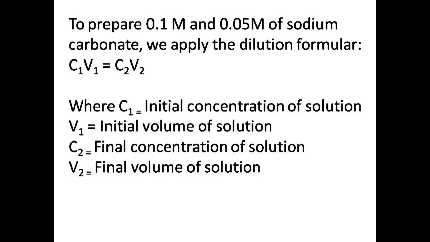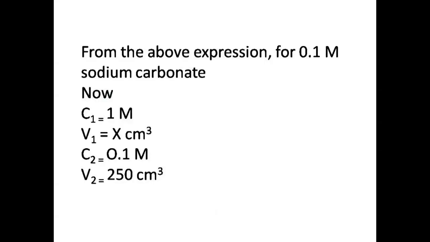To prepare 0.1 molar and 0.05 molar sodium carbonate, we apply the dilution formula which you are very familiar with. That is C1V1 equals C2V2, where C1 equals the initial concentration of the solution, V1 equals the initial volume of the solution, C2 equals the final concentration of the solution, and V2 equals the final volume of the solution. Now, from the data we have, our C1 is 1 molar, the 1 molar we prepared in experiment 1A. The V1 we do not know. That's what we want to determine.